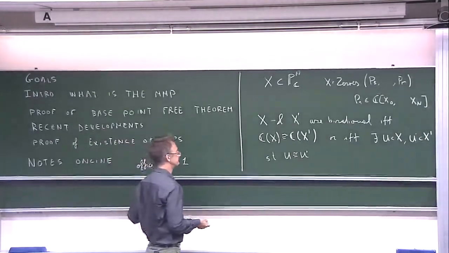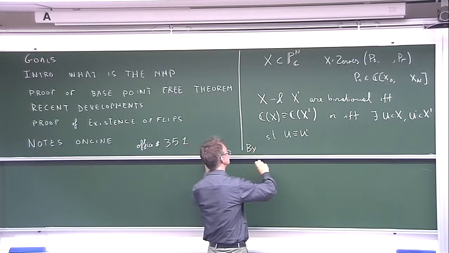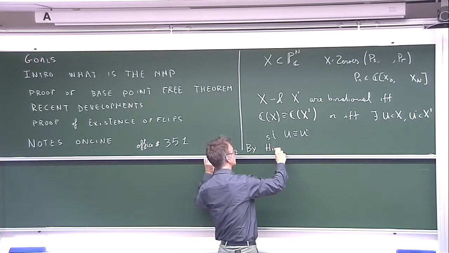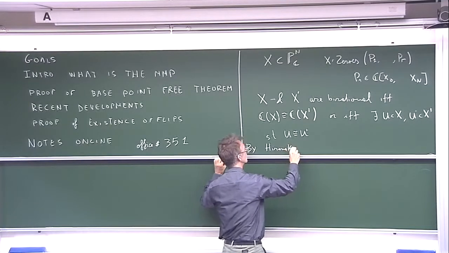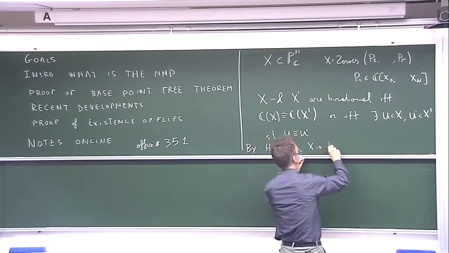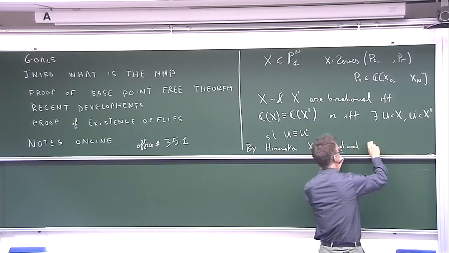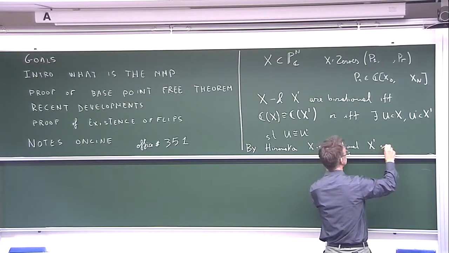And at least psychologically, while in practice it's very useful to recall that by Hironaka's theorem, any variety X is always birational to a smooth variety, some X prime, which is smooth.